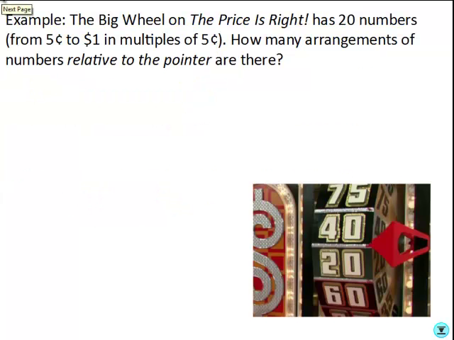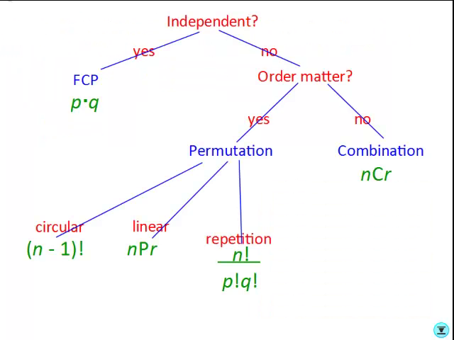The big one, The Price is Right, has 20 numbers. How many arrangements of the numbers relative to the pointer are there? Well, when you have a pointer, then that means there's a reference point, and we can't treat it like a circular. We're going to have to treat it like a linear permutation. So it's just a permutation. We have 20 numbers. We're choosing all 20. It's 20 factorial. I'm not even going to bother punching that in the calculator. It's an absurdly large number, and 20 factorial is perfectly accurate.